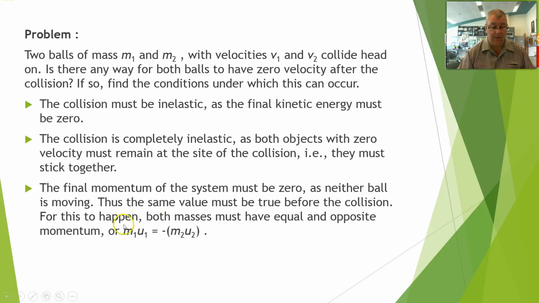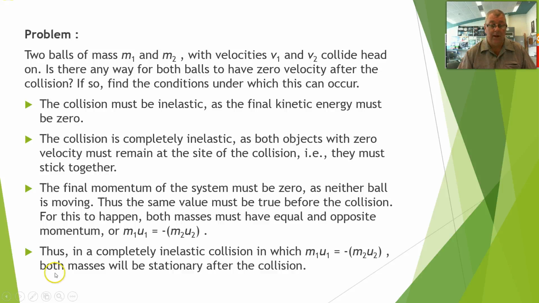the momentum, and we see it stated here, since both masses are equal, the momentum must be equal but opposite. So the mass 1 times initial velocity 1 is equal to the minus of mass 2 times initial velocity 2. Okay, and the minus is there just to make sure it all cancels out. Thus, in a completely inelastic collision, both masses will be stationary after the collision. So basically the momentums cancel each other out.